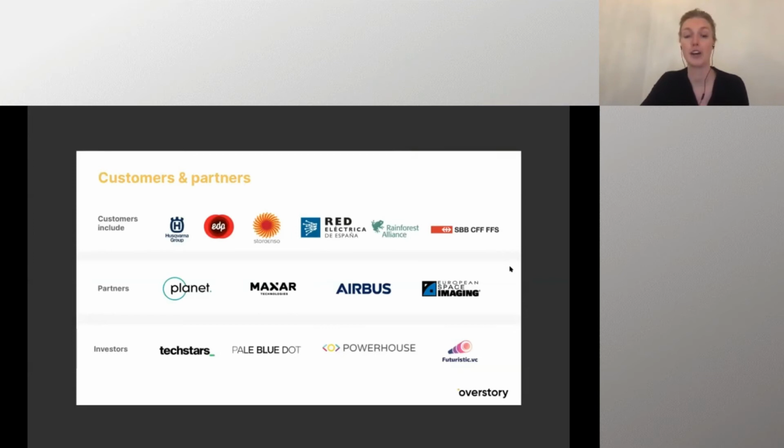Our customers are from different industries. We've worked with forest industry companies, for example, global leaders such as Stora Enso, and also with NGOs such as Rainforest Alliance. And these partnerships also really fuel our application for electric utilities. And I think this has been a very strong asset we have helped bring in, this expertise on not only satellite data and artificial intelligence, but also really on the vegetation management aspect. We partner with partners including Planet, Maxar, and Airbus. They're providers of high-resolution satellite data. And our investors include Techstars, Pale Blue Dot, and Powerhouse.